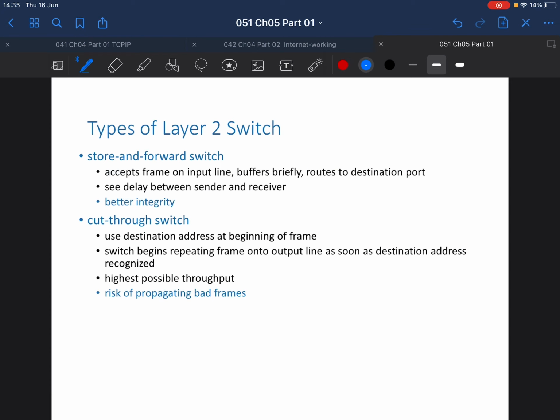Types of layer 2 switch: store-and-forward switch and cut-through switch. A store-and-forward switch accepts a frame on the input line, buffers it briefly, then routes it to the destination port. There is a delay between sender and receiver, but better integrity. For a cut-through switch, it uses the destination address at the beginning of the frame. The switch begins repeating the frame onto the output line as soon as the destination address is recognized. This gives the highest possible throughput. The disadvantage is the risk of propagating a bad frame.